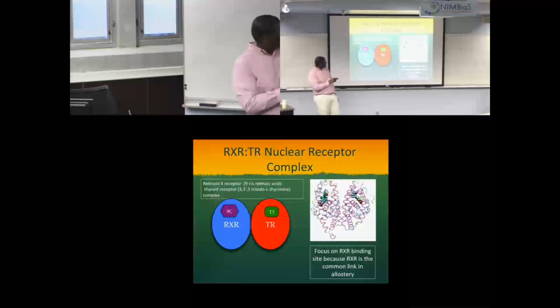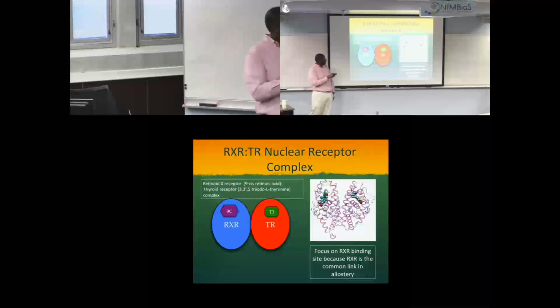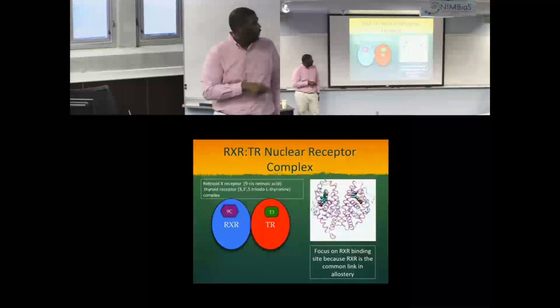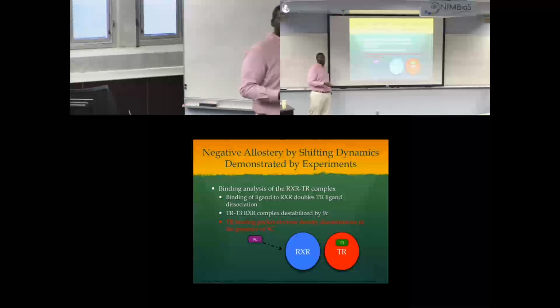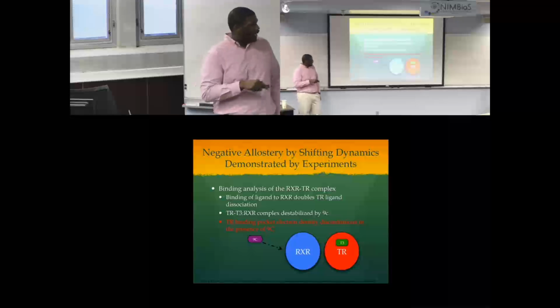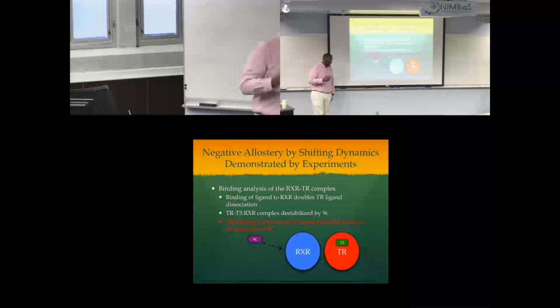Okay, so particularly I'm going to talk about the RXR nuclear receptor complex. Again, that's just a depiction there. And we're going to focus on the RXR binding site, which is right around here somewhere. Now I'm going to talk about the specific allostery that RXR TR is showing. This is called negative allostery by shifting the dynamics. So they found this out by experiments. I've collaborated with Dr. Fernandez over in BCMB. He actually worked on this directly.